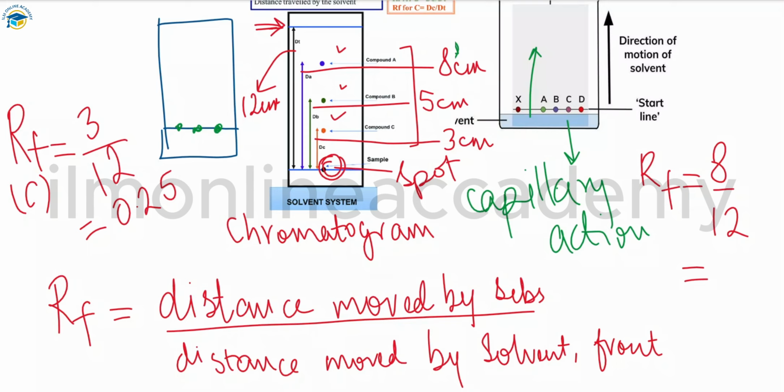So the RF value is always the same for a particular substance in a specific solvent at a given temperature, and it can be used to identify unknown substances by comparison with the reference values from any chromatogram.